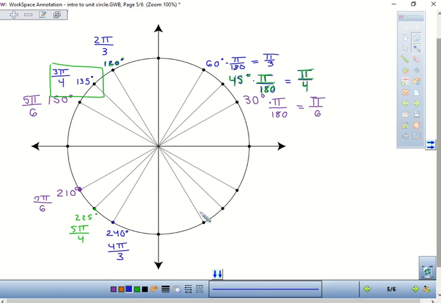And then the last quadrant, this right here is going to be our 300. What could I multiply 60 by to get to 300? 5. So 5 pi over 3, good. What could I multiply 45 by to get to 315? 7. Good, 7 pi over 4. And then lastly, what can I multiply 30 by to get to 330?